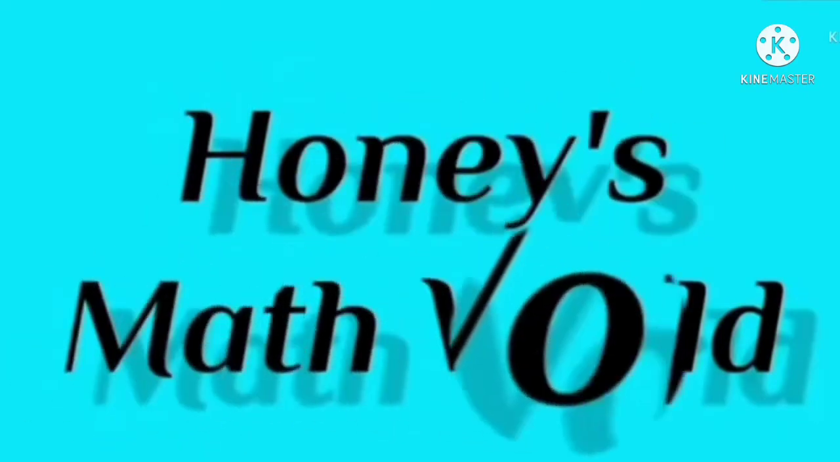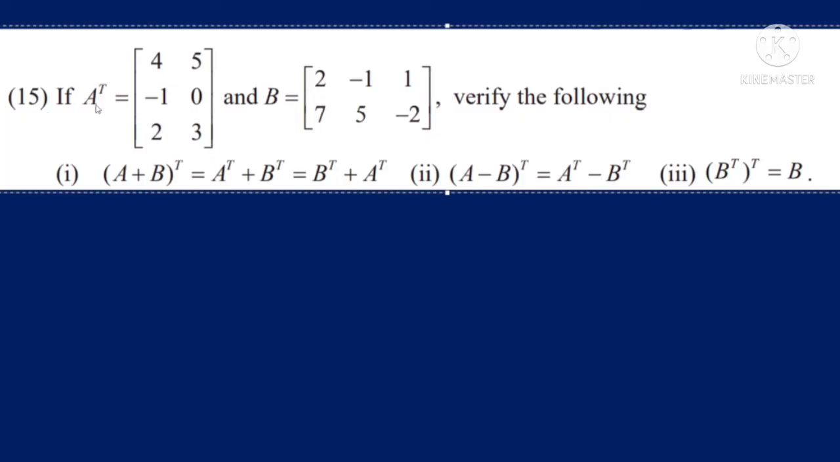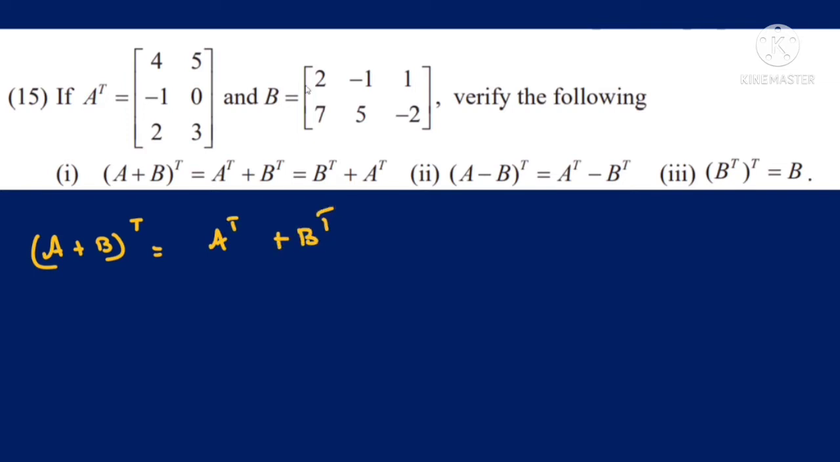Hello students, in this video, Question number 15. If A transpose is [4, 5, -1; 0, 2, 3] and matrix B is [2, -1, 1; 7, 5, -2], verify the following. That is, we have to prove (A + B) transpose is A transpose plus B transpose. We have to prove this. A we have to find.